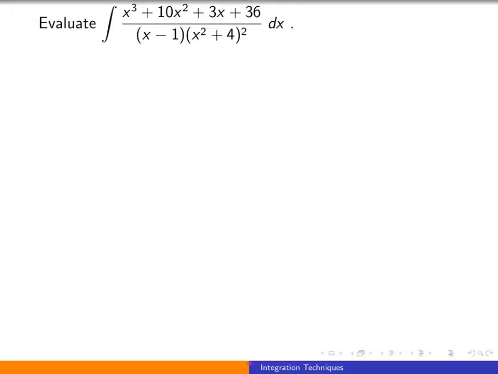Now looking at the denominator, you have a linear term and an irreducible quadratic which is repeated. So the form of our partial fraction decomposition will contain 3 terms, but as we'll see, 5 unknown constants. So let's go ahead and write out the form of the partial fraction decomposition.